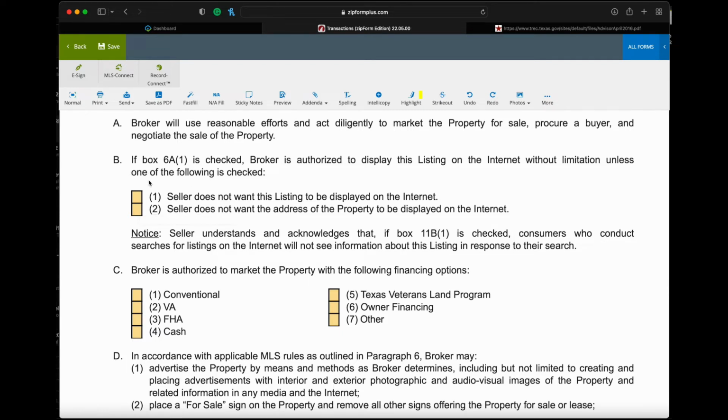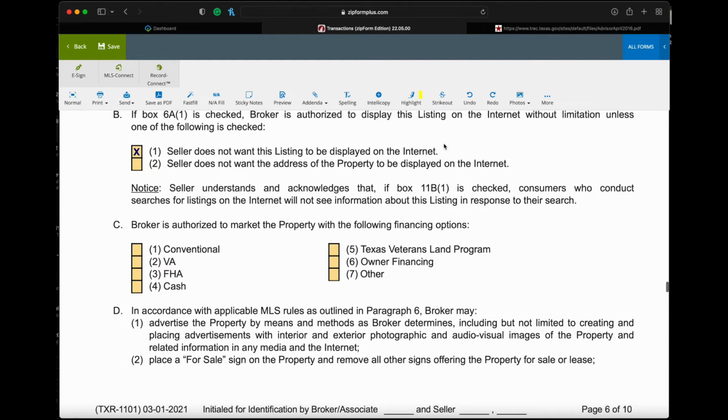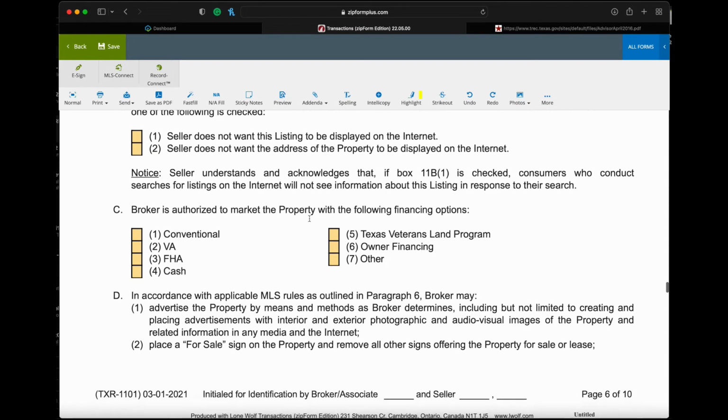When you're listing it, it does ask you if you want it to be listed on other third-party apps and shown on the internet, which is going to be forwarded to Realtor.com and Zillow and Trulia, all that stuff. So this is important. Most sellers, except the ones that don't want it on MLS, will not really say anything about this. If they don't want it displayed on the internet, then you'll have one of these checked.